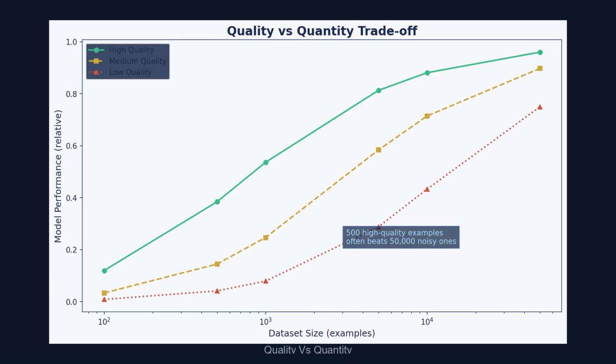The implication is direct. If you're spending time collecting more data and your model isn't improving, the problem is almost certainly quality, not quantity. Before you write your next 100 examples, go back and audit the ones you already have. Fixing 10 bad examples will do more for your model than adding 100 mediocre new ones.